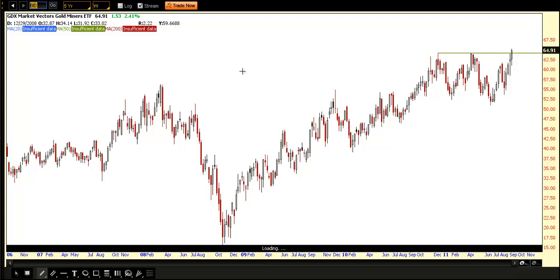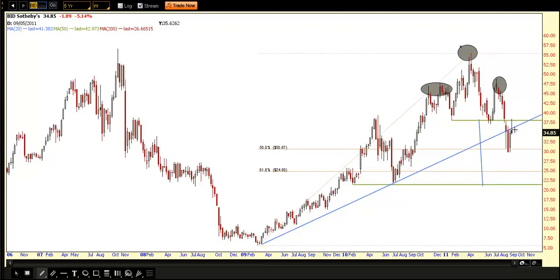I'm looking to get short BIDU. If this does pull back early next week, I'll take a short and put a stop at the high. Again, head and shoulders pattern. That measured move will come out to about 21, this support level right here. So that should be fun to watch if that plays out.